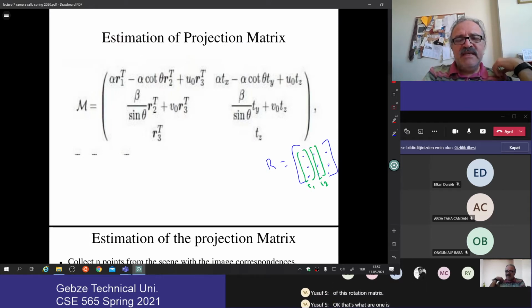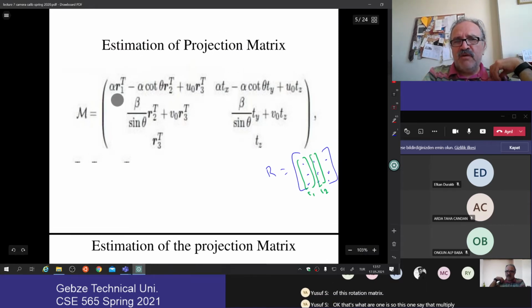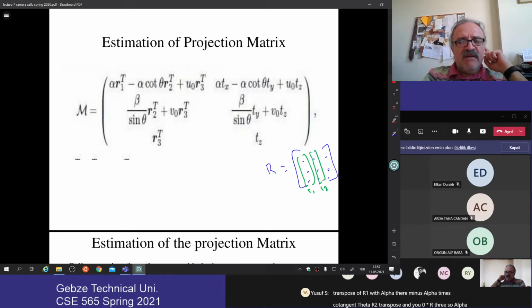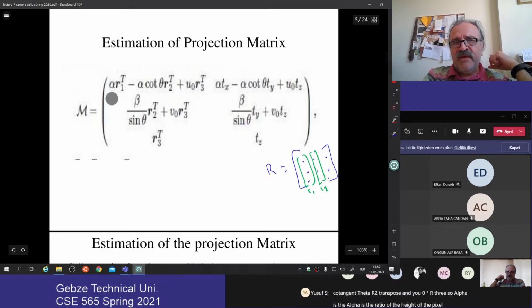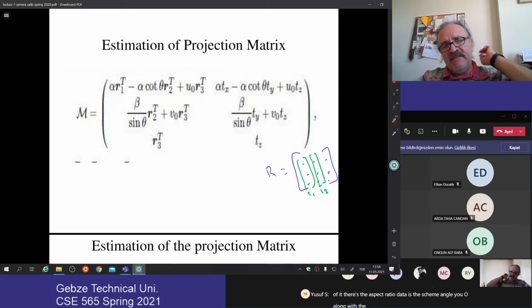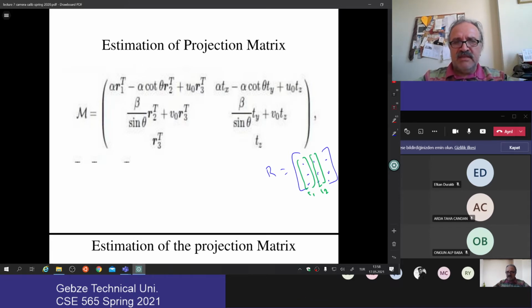So this one says multiply transpose of R1 with alpha, then minus alpha times cotangent theta R2 transpose, and U0 times R3. So alpha is the ratio of the height of the pixel to the width of it. That's the aspect ratio. Theta is the skew angle. U0 along with V0 are the principal point coordinates of my camera, intrinsic parameters.